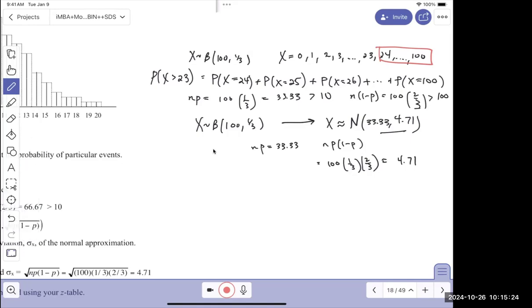All right, so what do I do next? I want to answer the question, probability X greater than 23 is approximately, right? If you standardize X with a mean and standard deviation, you answer the question like we did in the past, in the units before this. So you can use the normal distribution approach. So 23 minus 33.33 divided by 4.71.